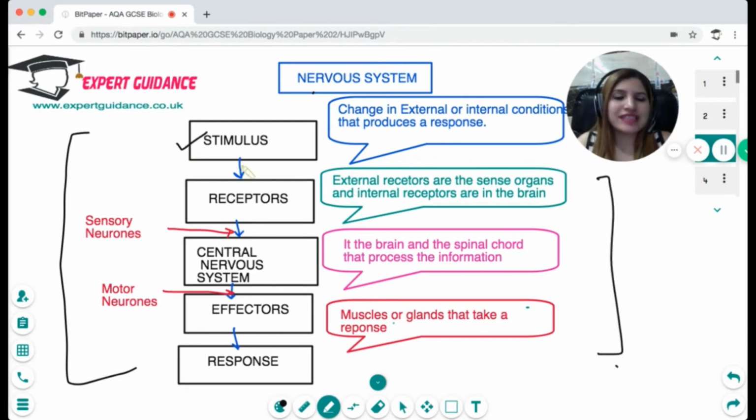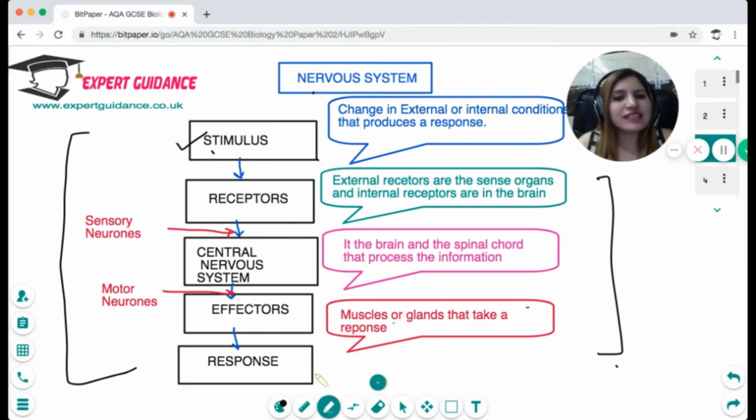First of all, there's a stimulus. What is a stimulus? A stimulus is any change in the external or internal condition that makes your body take any action or produce a response. For example, suddenly the temperature increases. So what will you do? You will wear lighter clothes, you will switch on the fan. So you take some action because you want your body temperature to be normal. So first of all, there's always a change. The change could be a change in temperature, pH, salt and water level.